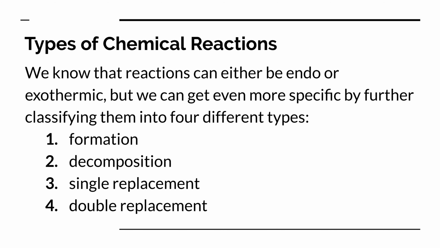So these are the four generalized types of chemical reactions that exist. There are more types of chemical reactions than this. Chemical reactions can come in all types of varieties and combinations and permutations, but these are four of the most common and most general types of chemical reactions that we work with, and certainly the most common ones we see in high school: formation, decomposition, single replacement, and double replacement.